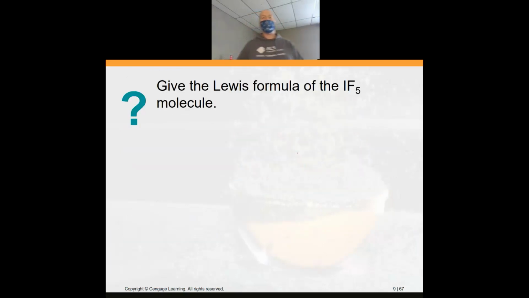All right, so IF5. So I is in column 7. F also in column 7. All right, and so 7 times 5 is 35. So that's 7, and that's 7 times 5. All right, so you've got your 42 valence electrons. I is the central atom, and it is bonded to 5 Fs. When you put in 5 bonds, you have to subtract the 10 electrons for the 5 bonds.